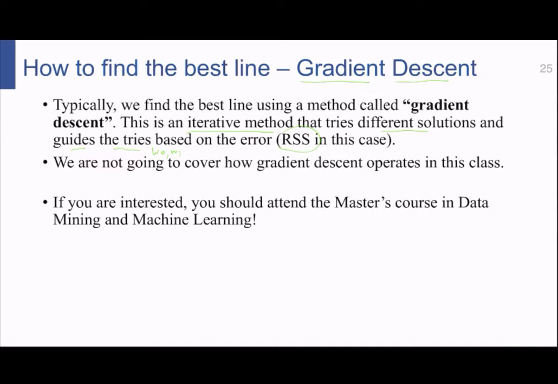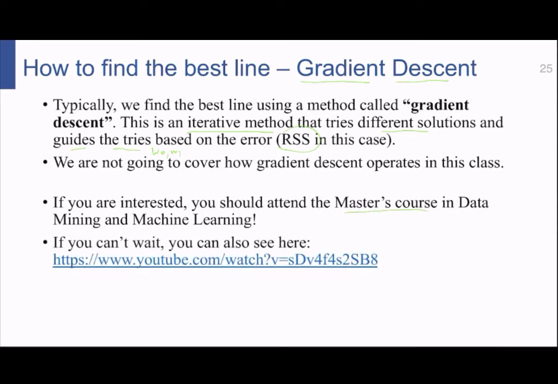If you are interested, you can attend the master course in data mining and machine learning, or if you cannot wait and you want to explore how gradient descent works, you can watch this YouTube video here. However, for now we are going to assume that we have a black box, and given the data, it's going to give us back the w0 and the w1. So it's going to find this line that minimizes the error across all the points that we have observed.